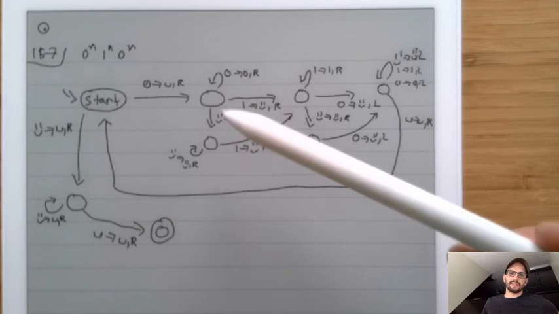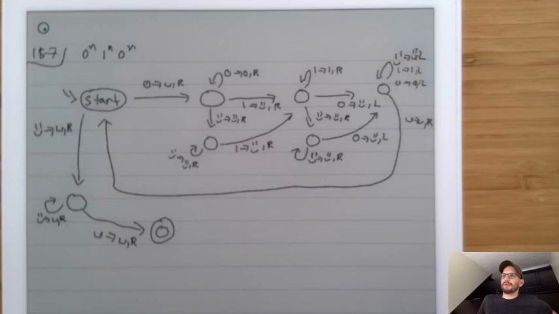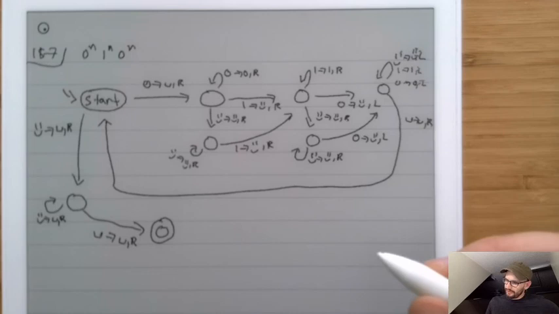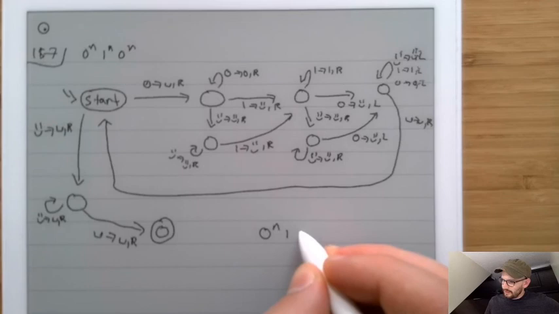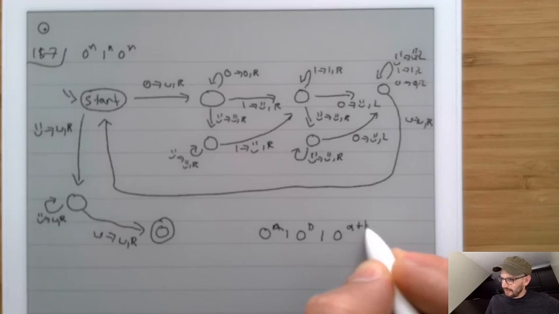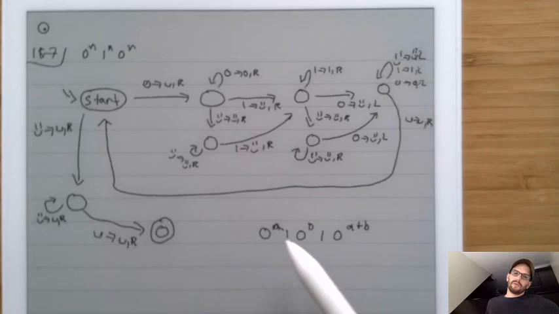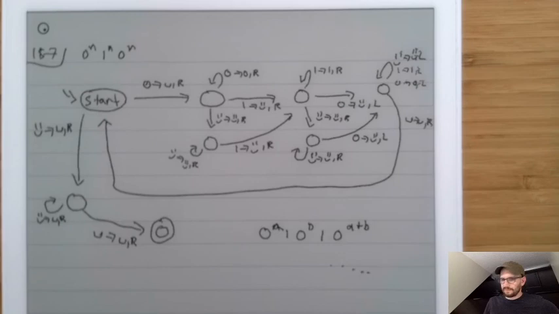So Turing machines are quite powerful, but they might be kind of tedious to implement. I highly encourage you to implement on your own the 0 to the a, 1, 0 to the b, 1, 0 to the a plus b language. Think about how that would work. How could I do 0 to the a, 1, 0 to the b, 1, 0 to the a plus b? We'll talk about that next time.